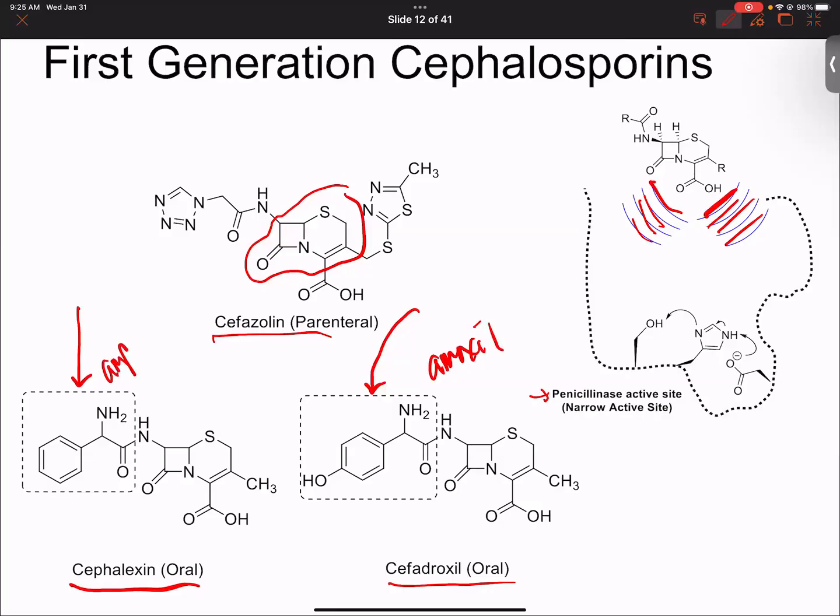amoxicillin and then ampicillin. When you look at the side chain in ampicillin, it's identical to what you see there for cephalexin. When you look at the side chain of cefadroxil, it's identical to the side chain in amoxicillin. And amoxicillin and ampicillin are penicillinase-sensitive aminopenicillins. Based on that, you have to be thinking then that the larger ring system really plays an important role in the decreased hydrolysis by penicillinases, right?